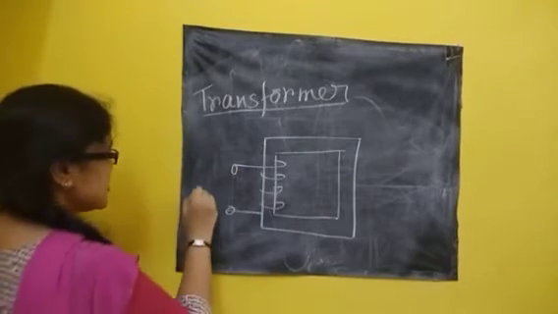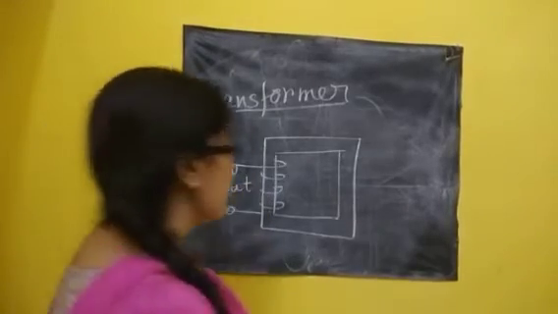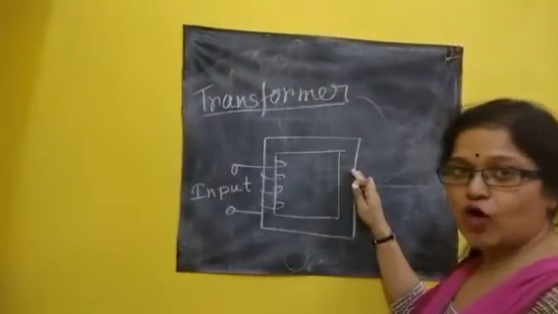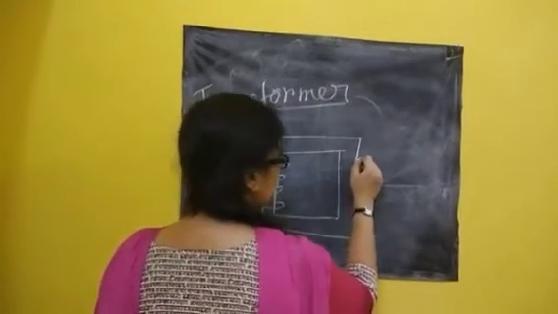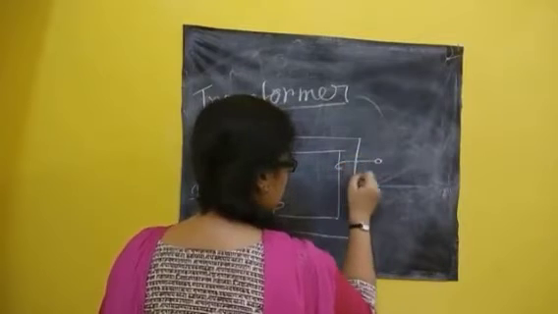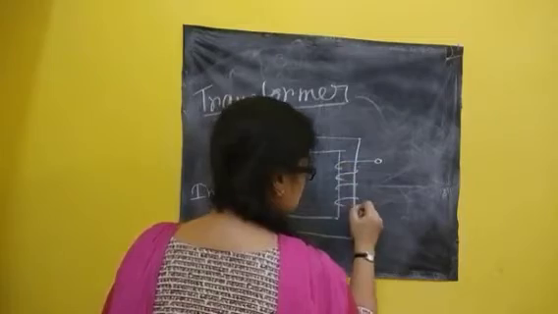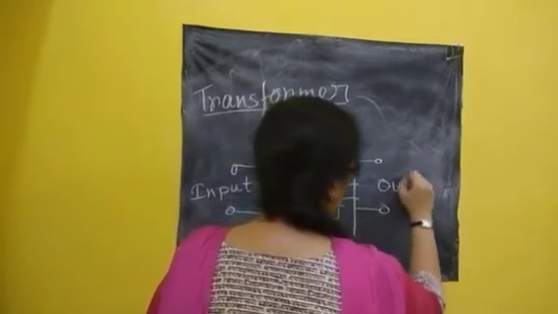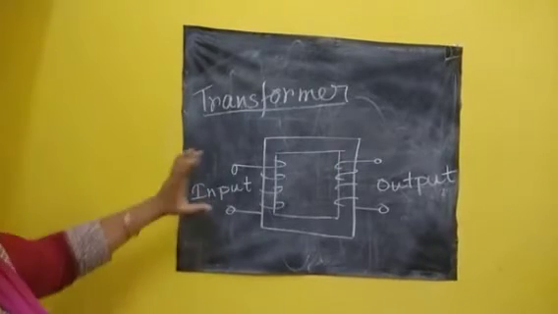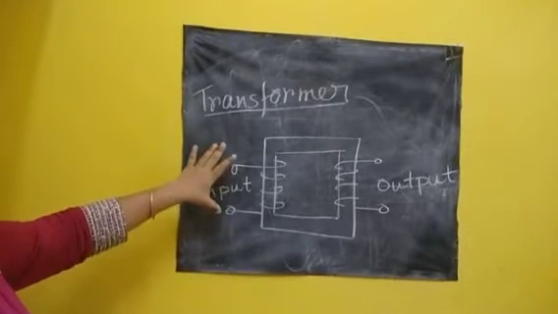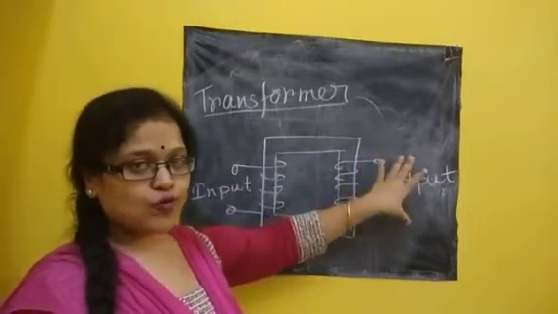Suppose this is the input, and from this other side we will get the output. How do we get the output? By another coil. So suppose I have another coil here. This is my output. Input means here I give my primary voltage, and here we get my output voltage.